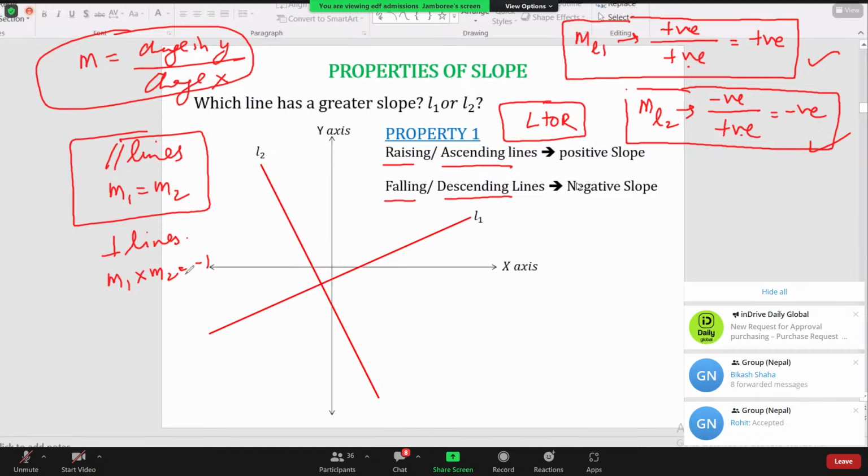So here we have learned four things. If the line moves up from left to right, it will be positively sloped. If the line goes down from left to right, it will be negatively sloped. If two lines are parallel to each other, their slopes are going to be equal. If two lines are perpendicular to each other, then the product of their slopes will be equal to -1.